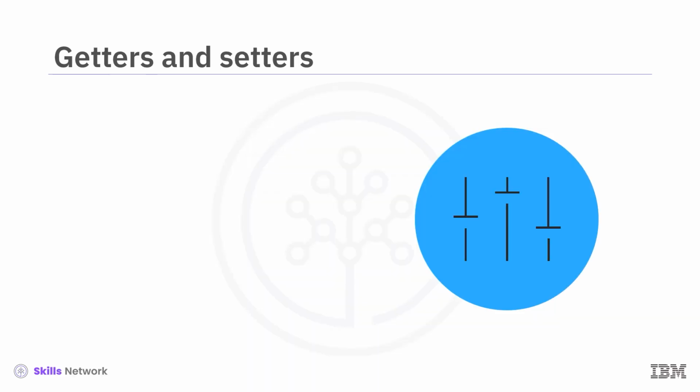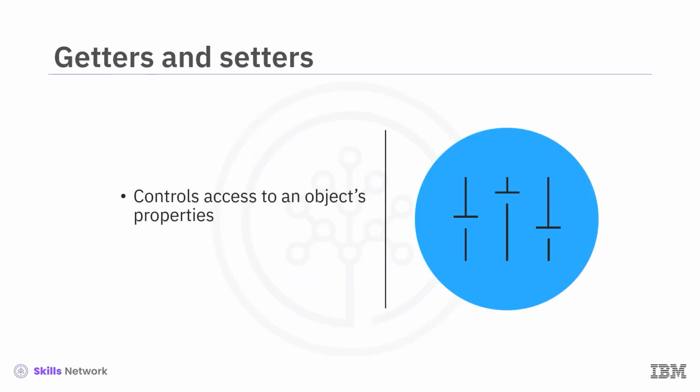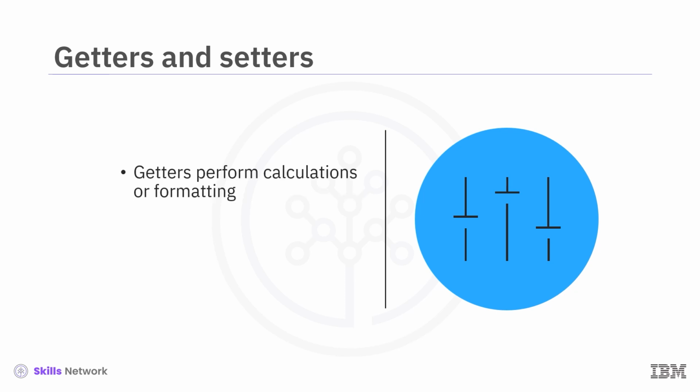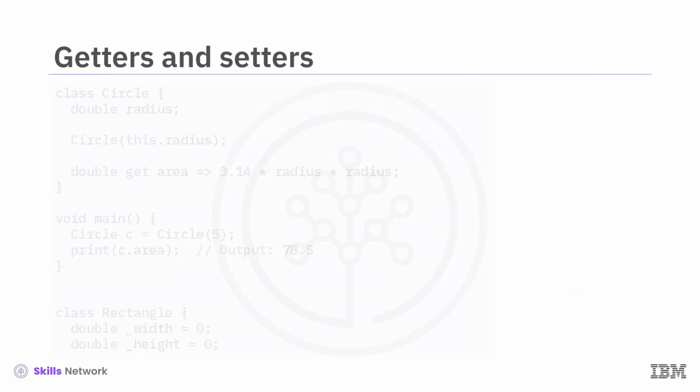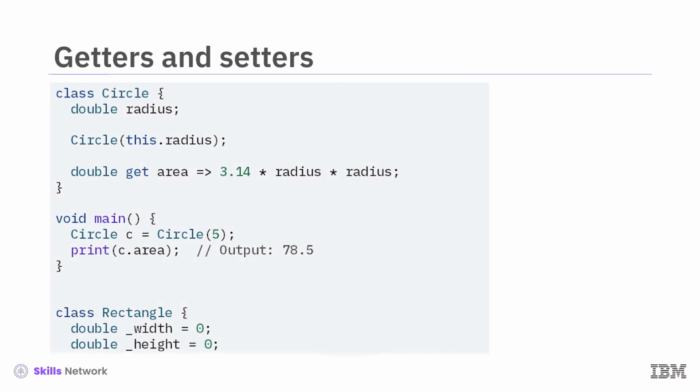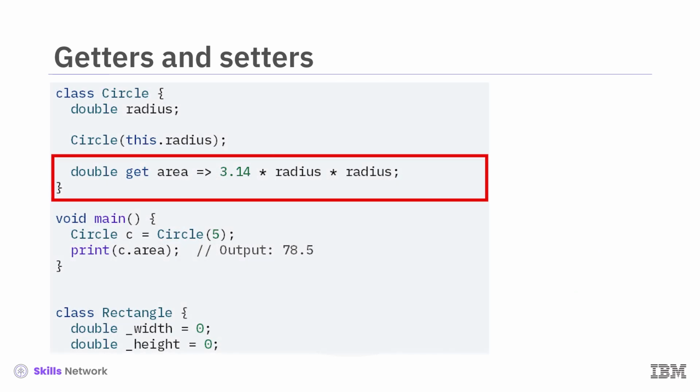Next, let's look at getters and setters, which control access to an object's properties. Getters, for example, perform calculations or formatting before retrieving the property's data. Setters are used to validate input or trigger actions when a property's value is updated. Let's look at an example of a getter. Here, a getter named area is defined to calculate the area of a circle.